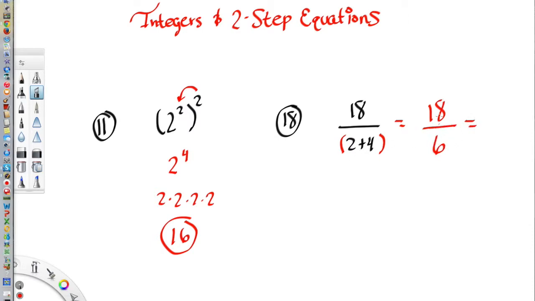And I know that every fraction is a division problem, and that 6 will go into 18, because this is really 18 divided by 6. We could write it out like this, 18 divided by 6. But I've got this committed to memory, and I know it's 3. 3 times 6 is 18, so my answer is 3.